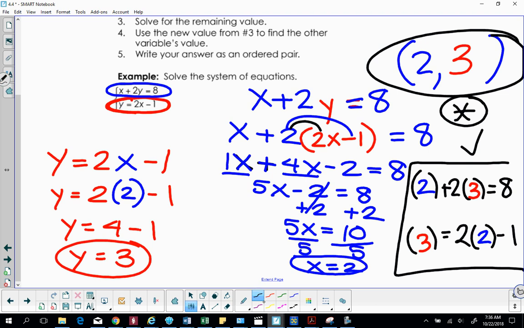So what is 2 times 3? 6. What's 2 plus 6? Does it equal 8? Yes. So I know that works out. What is 2 times 2? 4. What's 4 minus 1? 3. So it does work out, right? See how those both make sense? I know that this answer is correct.